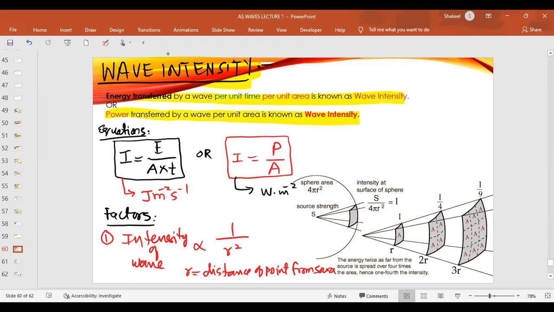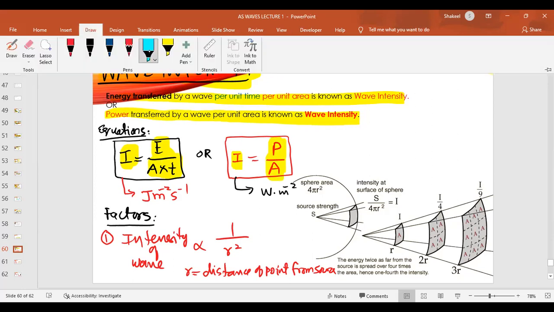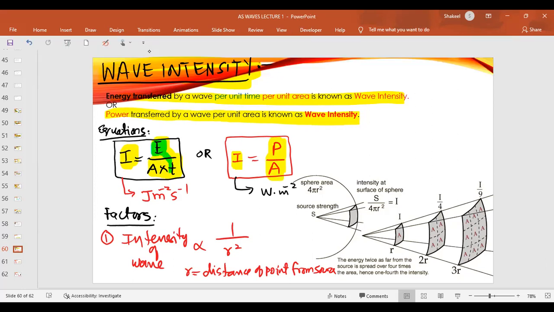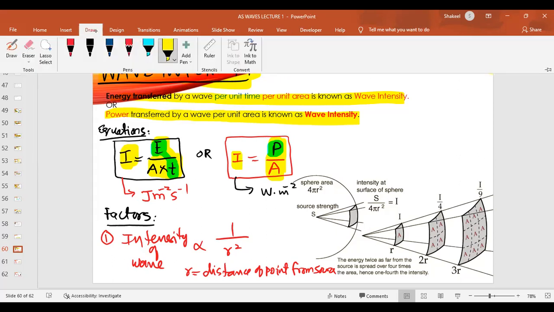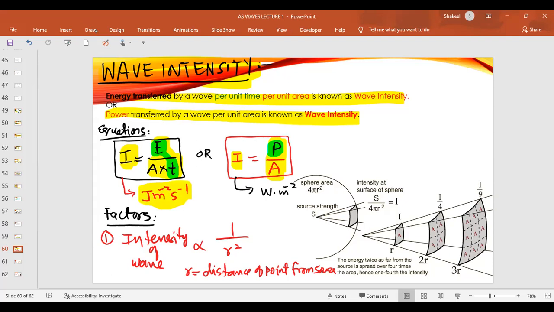So based on its definition, there are two equations. Intensity is energy transferred by a wave per unit area per unit time, or intensity is power transferred by a wave per unit area, because you can clearly see from here that energy over time is equal to power. So replacing energy over time in that equation, you can write power. Now the unit is joule per meter square per second or watt per meter square.